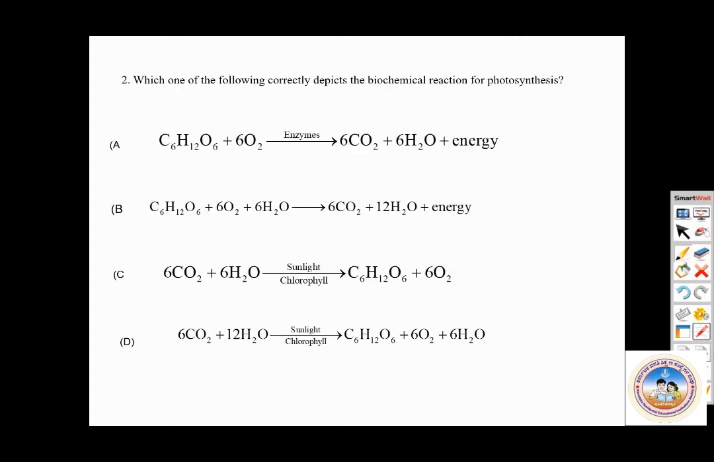Which one of the following correctly depicts the biochemical reaction for photosynthesis? Enzyme, sunlight and chlorophyll, which is very important. So between C and D, the reaction obviously has carbon dioxide and water. After that, you have carbohydrate and oxygen, and water will also be produced. So it is 6CO2 + 12H2O giving C6H12O6. Your option is D.